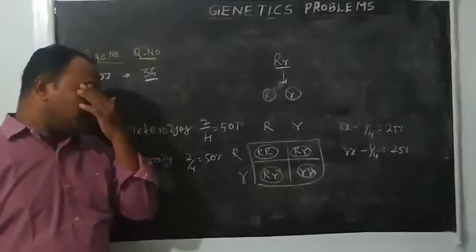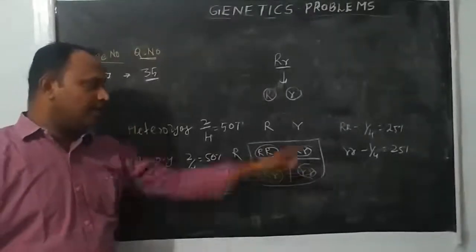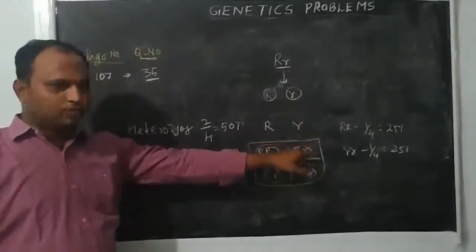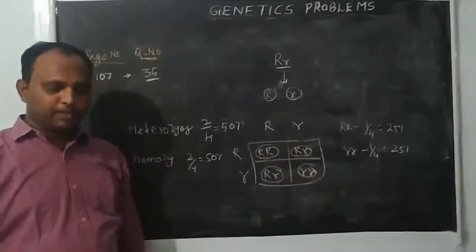Suppose they are asking how many homozygous dominant. Only 1 is homozygous dominant. Or how many homozygous recessive? Only 1. That is 25%. Right?